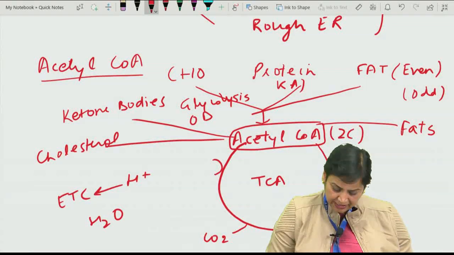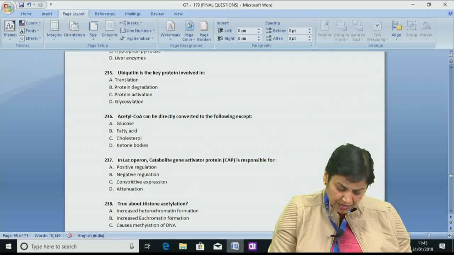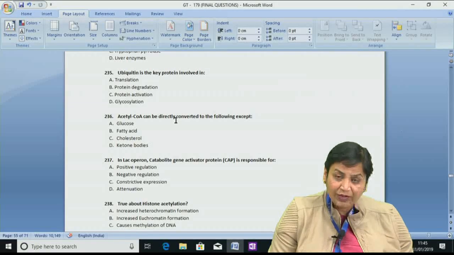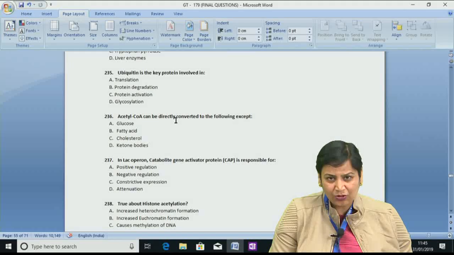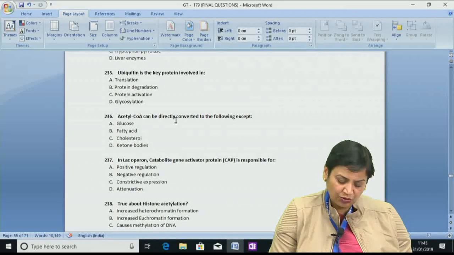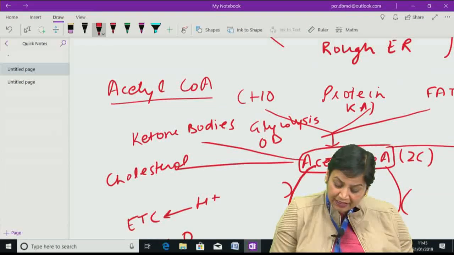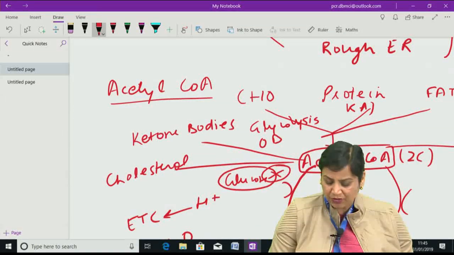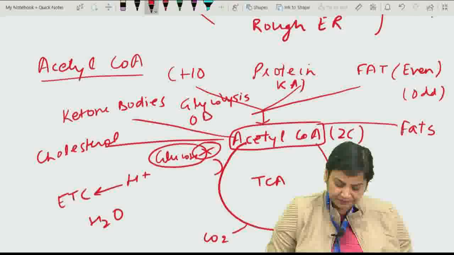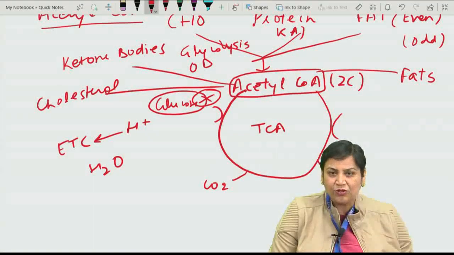Now the question is, can be directly converted to the following except. See, fatty acids made can be directly converted. Just now I told you lipogenesis, cholesterol, ketone bodies, glucose. Acetyl coenzyme A cannot be directly converted into glucose. So the answer to this question is acetyl coenzyme A cannot be converted into glucose.